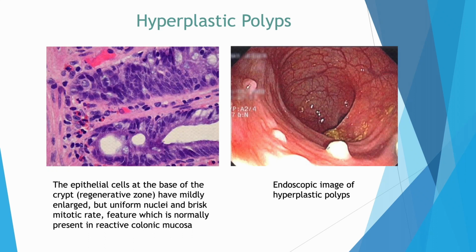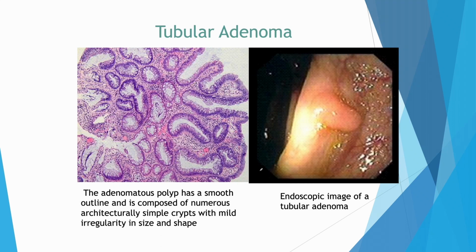So here's some hyperplastic polyps. Don't look like too much, but take them, send them off for pathology. Remember, those are benign. Tubular adenomas, again, those are also benign. And you can't really tell the difference between a tubular adenoma and a hyperplastic polyp.